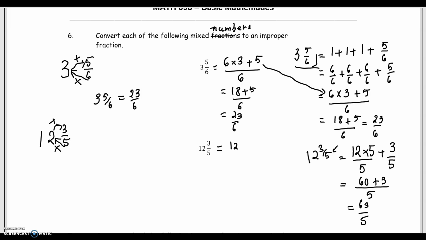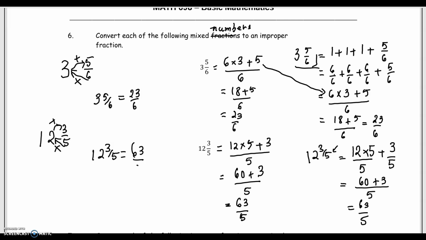So 12 times 5 plus 3, all divided by 5. So this is 60 plus 3 divided by 5, which is 63 over 5. So there are 63 fifths in 12 and 3/5. So 12 and 3/5, which is a mixed number, is equal to 63 fifths. So if you're counting fifths, then what you're really doing is converting the mixed number, 12 and 3/5, to its improper fraction form.